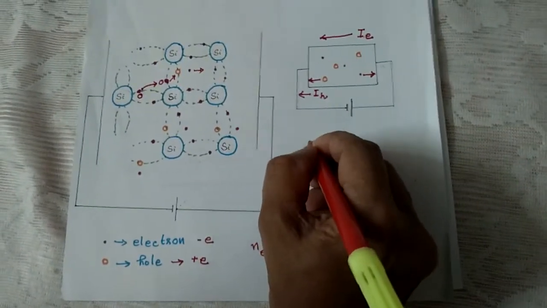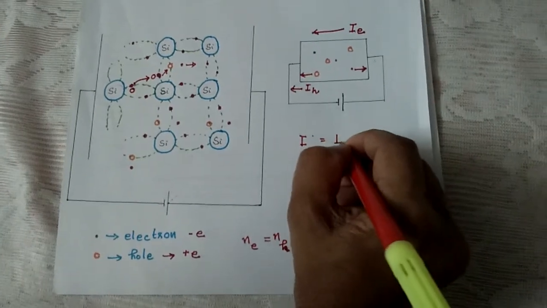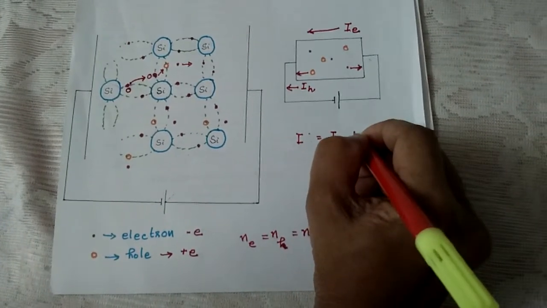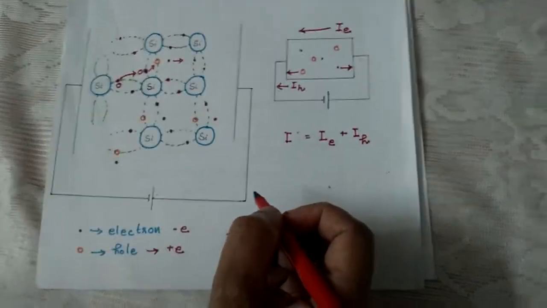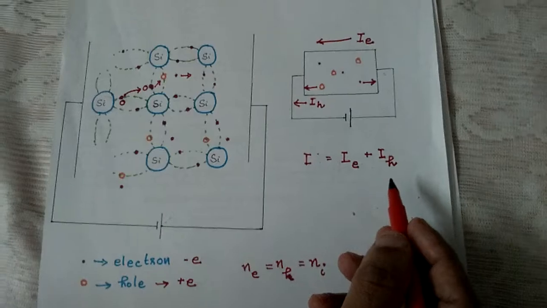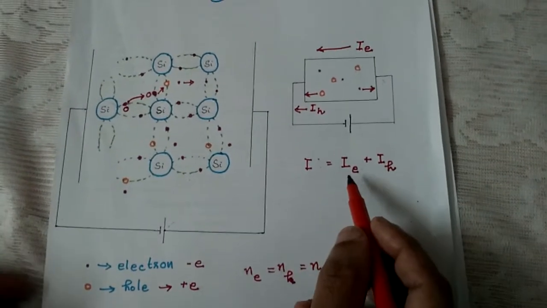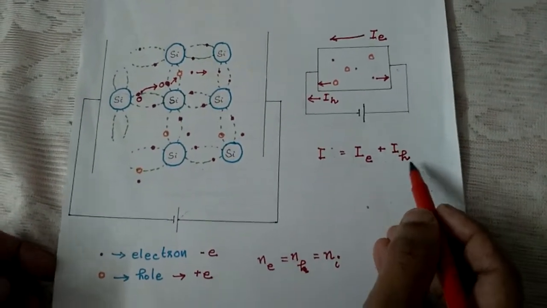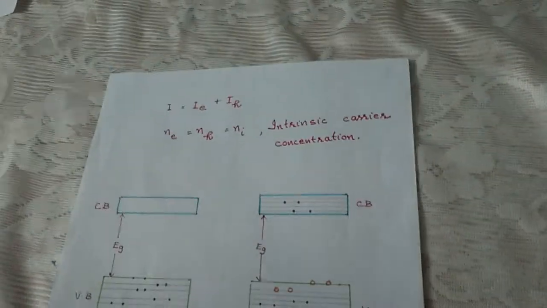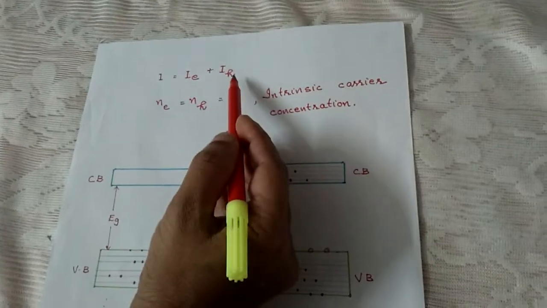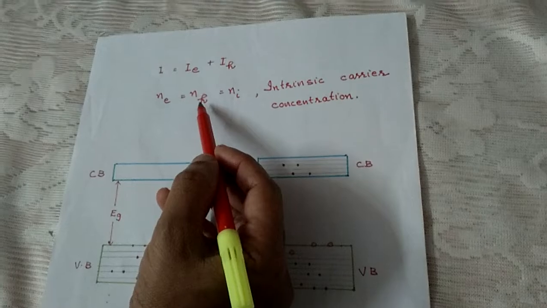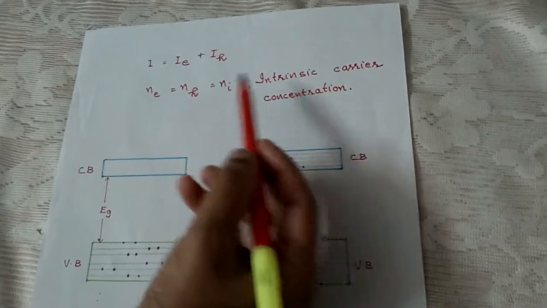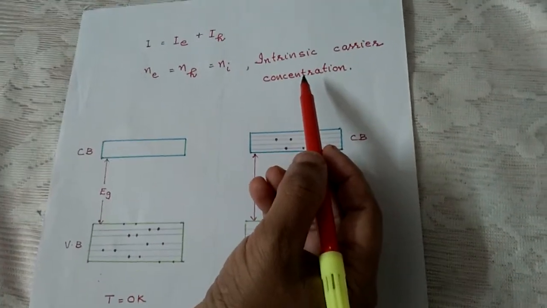So the total current in semiconductors is the sum of electron current and hole current. So this is a feature of semiconductor. The conduction is due to free electrons as well as holes. So I is equal to I_E plus I_H and the number density of electrons is equal to the number density of holes, and that is the intrinsic carrier concentration.